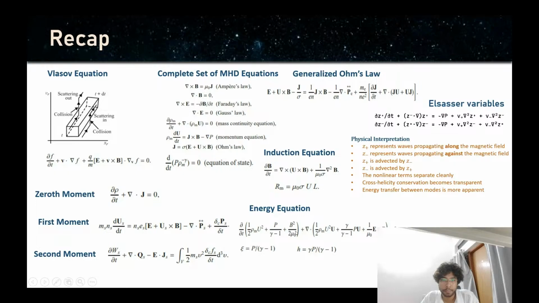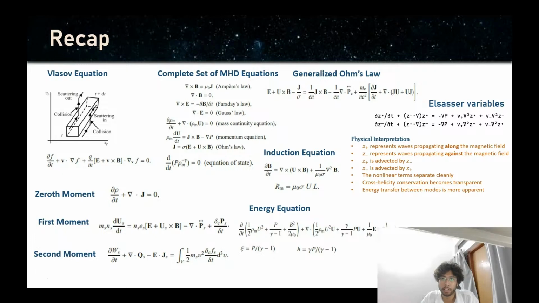Okay. So similarly, we also saw, or actually I posted the notes of how you can derive the energy equation in the conservative form from this second moment. And this is how it turns out to be. The change in total energy, and the total energy consists of the kinetic energy plus the internal energy plus the magnetic energy, is dependent on the flux of the respective energies.